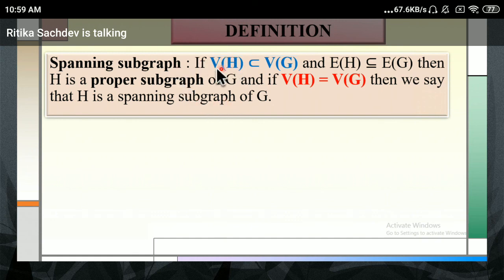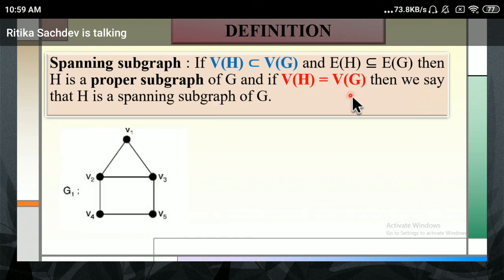Then, if all the vertices are in the vertex set of G, but there are one or two in G which are not in H, then we'll call it a proper subgraph. But if it is equal, then we'll be calling it a spanning subgraph.